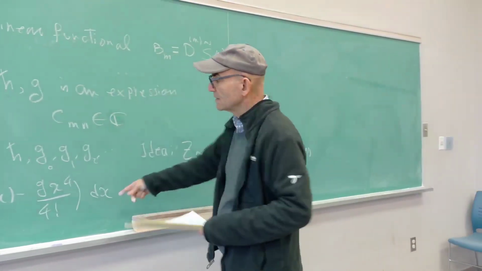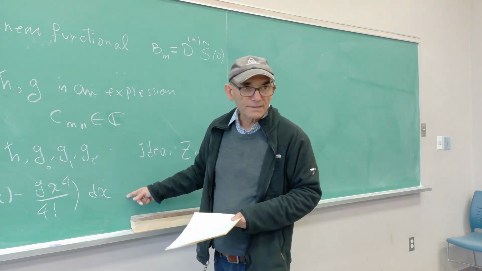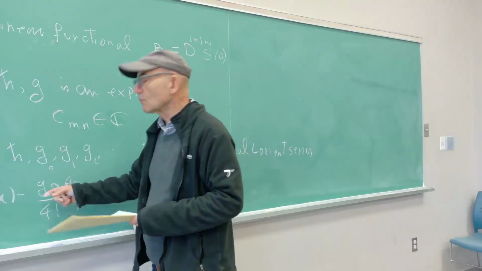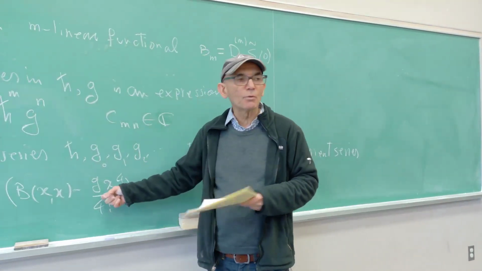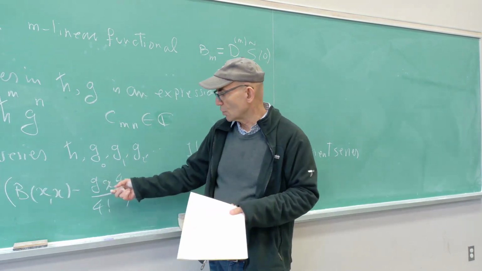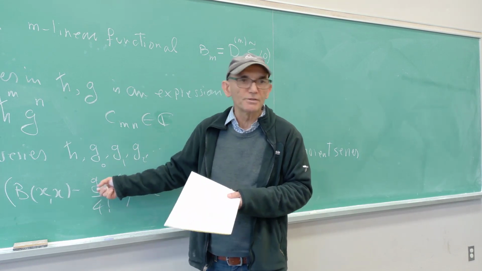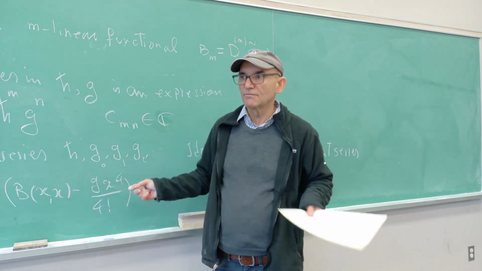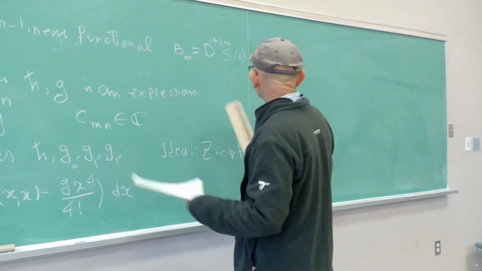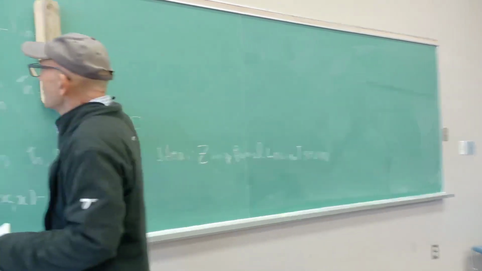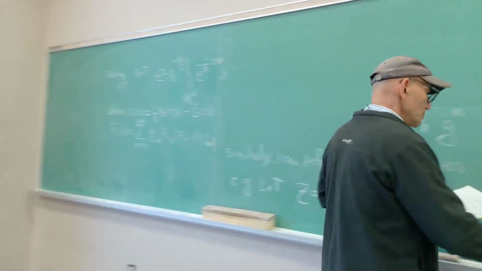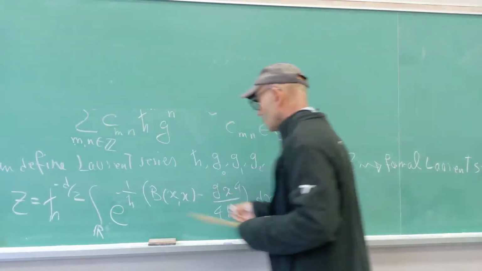So how can we get a Laurent series from this? No matter what g is, because this integral may or may not converge depending on what g is, right? If g is positive, for example, this integral will diverge badly. But it doesn't matter for us. Formally, we can make sense of it in the following way.